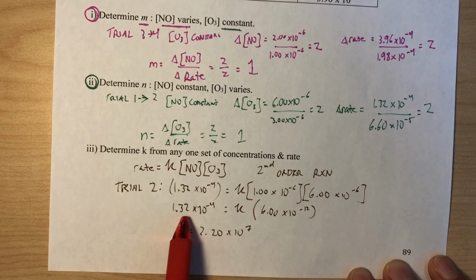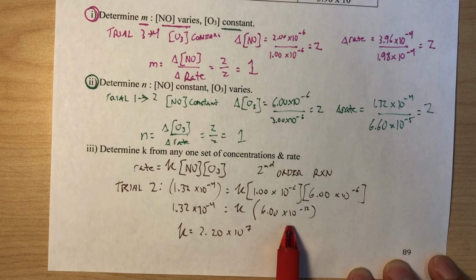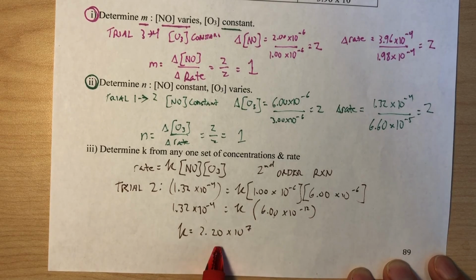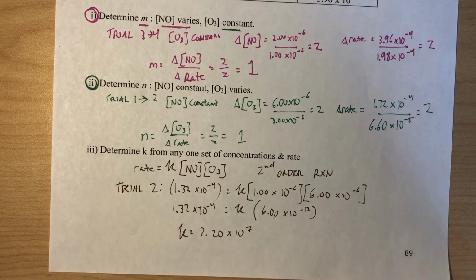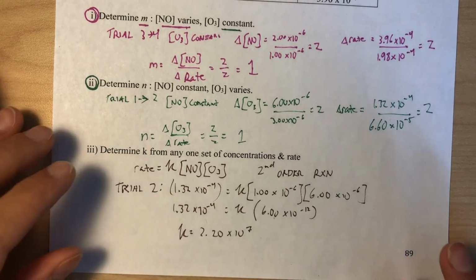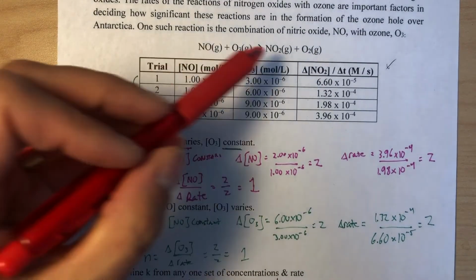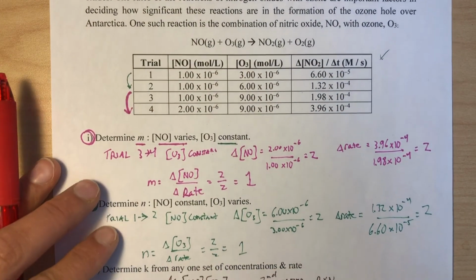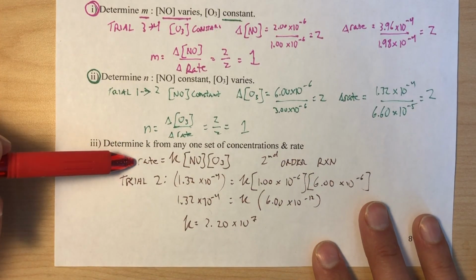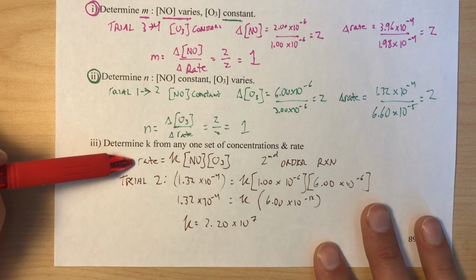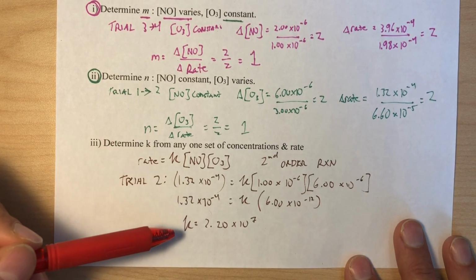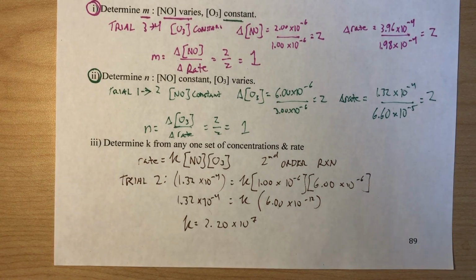1.32 times 10 to the negative 4th is going to be equal to K times 6 times 10 to the negative 12, and we calculate for K, and we get 2.20 times 10 to the 7th. So that is how we use experimental data to solve for the reaction rate law, and then we can use any trial to solve for K, our rate constant.